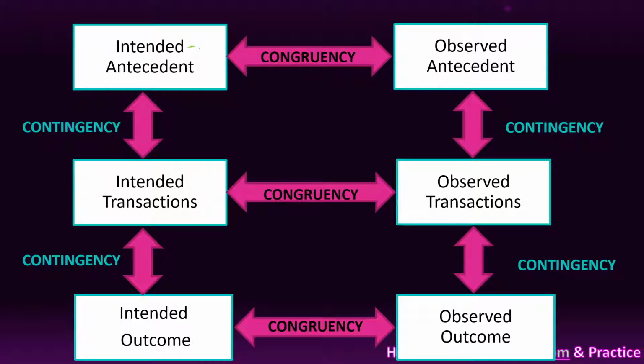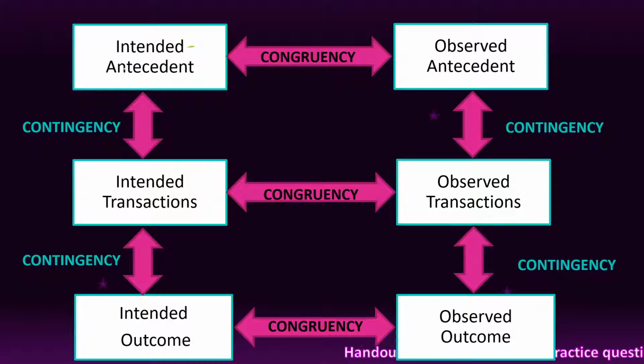Like you made some objective, whether your objective is achieved or not, whether there is a similarity between intended antecedents and observed antecedents or not. This is called congruency. And there is congruency between intended transaction and observed transaction, and intended outcome and observed outcome. Now, this model is called the congruency contingency model. So what does contingency mean here?